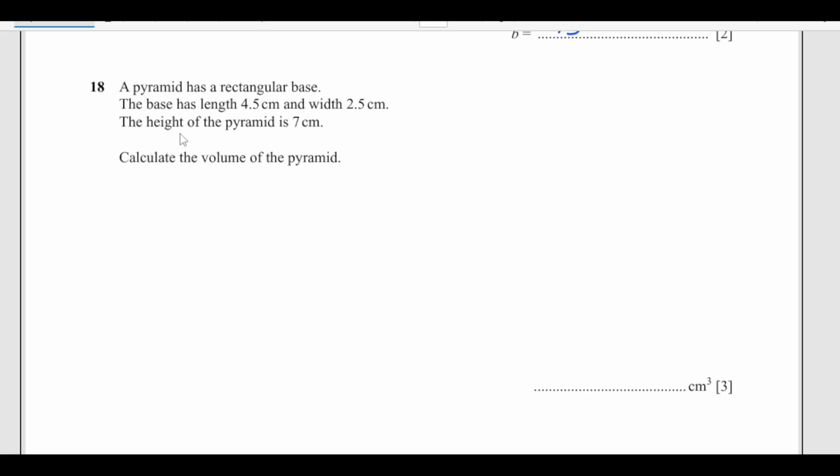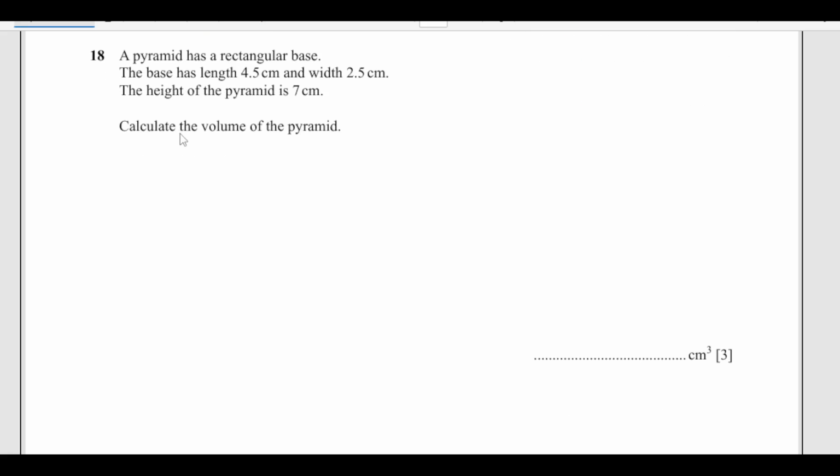Now number 18, a pyramid has a rectangular base. The base has a length of 4.5 centimeters and a width of 2.5. The height of the pyramid is 7. Calculate the volume of the pyramid. So as you know, the volume of the pyramid is 1 by 3 times the base area times height, right. So this formula is actually given on the first page of your formula sheet.